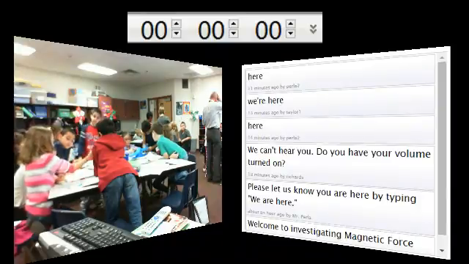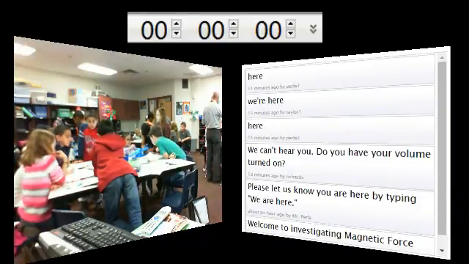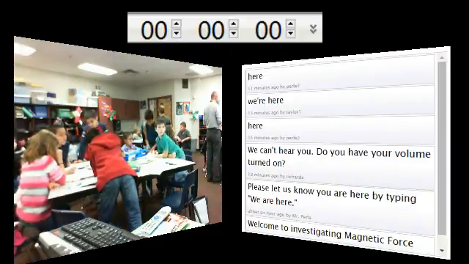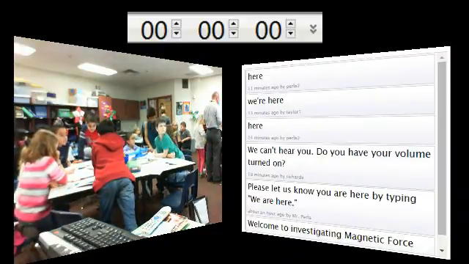So what I want to do is test the force between magnets attracting each other. I'm going to test how strong that force is.